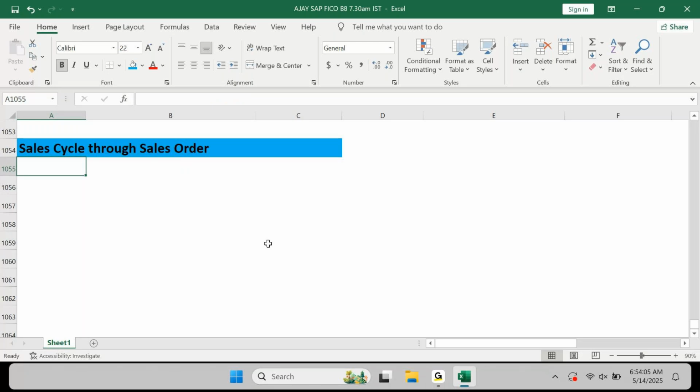Now, if you write the flow, what will the first point be? Sales order. Yes, sir. You will create a sales order first. Based on the sales order, delivery? Invoice? Right. Delivery.